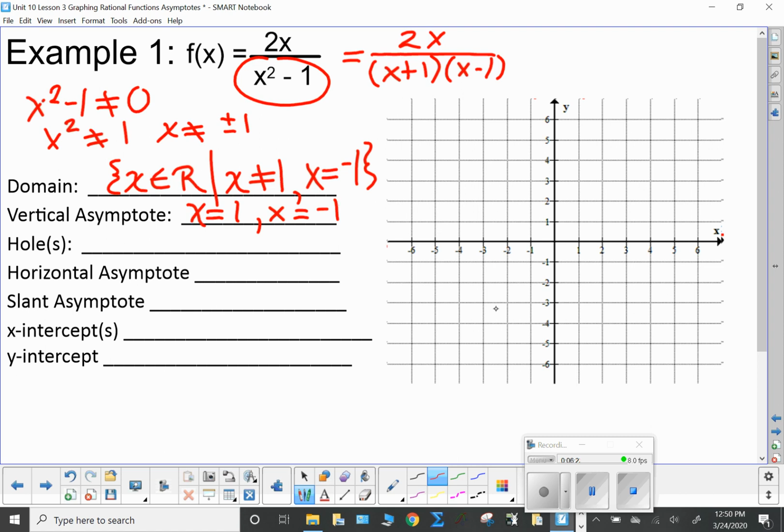So I come over here and at negative 1, I draw my little dashed line, and at 1, I draw a dashed line. What it says is my graph can't touch or cross those vertical lines. Because nothing canceled, I don't have any holes.